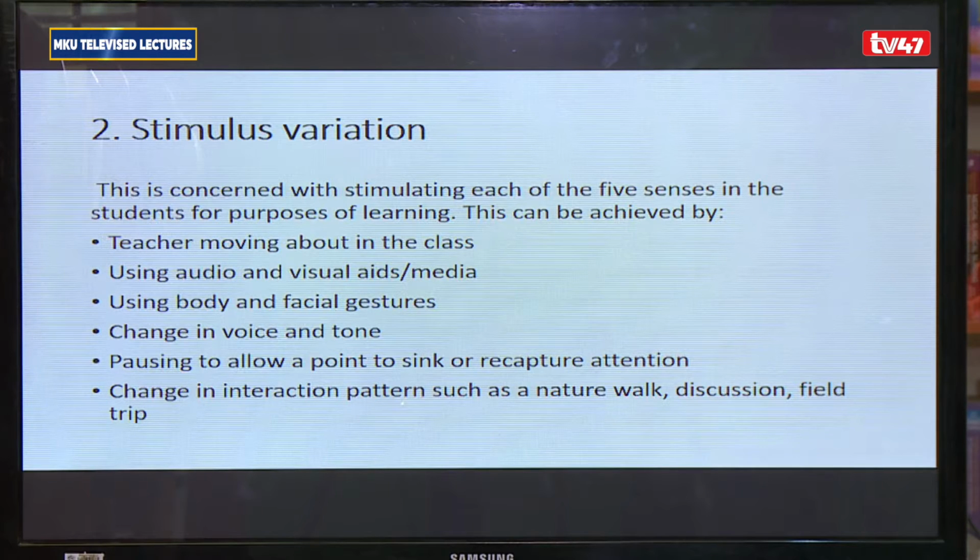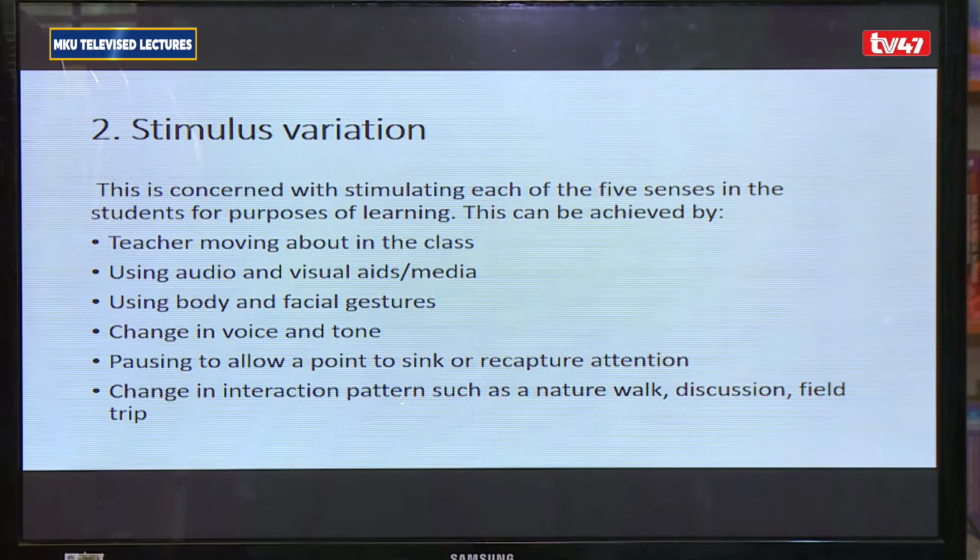One, the teacher should not be stationary in one position. You should be able to move to the back row, to the middle section of the class. You need to move between the rows and find out or monitor what the students are doing. So you should not be static. You should not be a statue in front of the class.